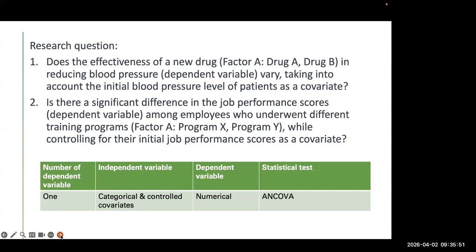Next, does the effectiveness of a new drug, factor A, which is drug A, drug B, in reducing blood pressure, when taking into account the initial blood pressure level of patient as a covariate? Okay, here is the presence of a covariate.